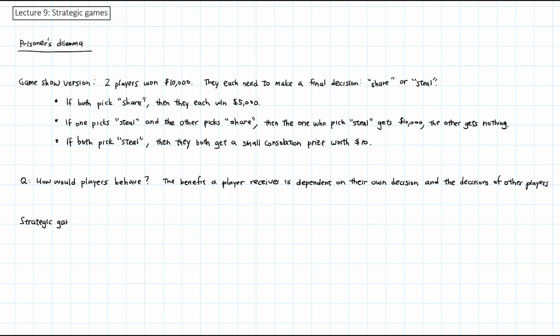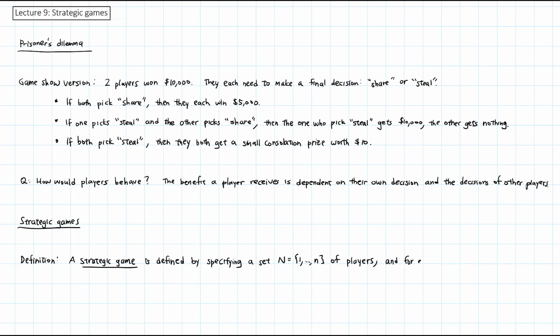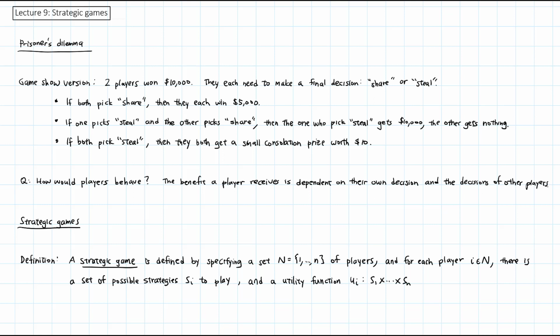So let's define what a strategic game is. A strategic game is defined by specifying a set N of players, and for each player i, there is a set of possible strategies S_i to play from. And each player has a utility function U_i that maps the set of all possible strategies from all players to real numbers. This is a benefit that player i receives based on the strategies that all the players have played.